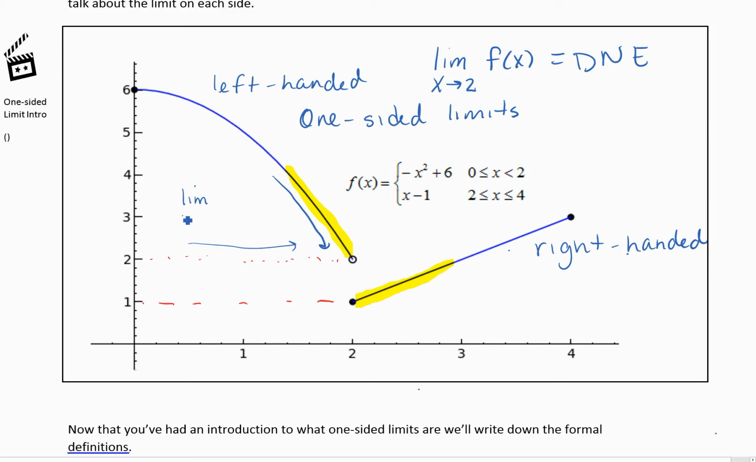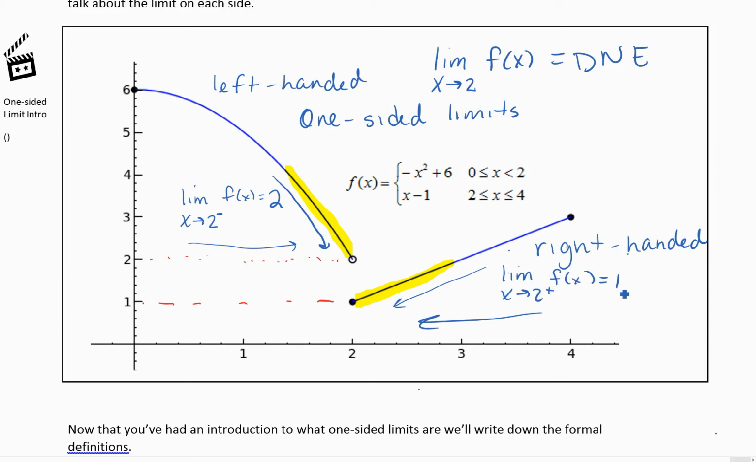And to know that we're doing a left-handed limit, we put a little minus, because it's coming from, if you thought of a number line, the negative side. So for this function, we would say the left-handed limit, this y value here, is 2. Okay, then when we're coming from the right, coming this way on the graph, we would say limit as x goes to 2 from above, or from the right, we use a little plus, of f of x. And here we would say it's 1.